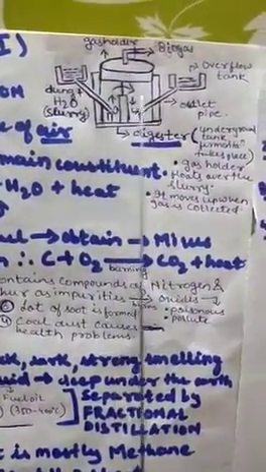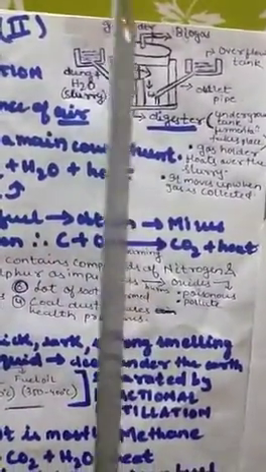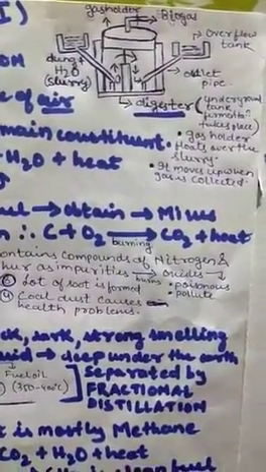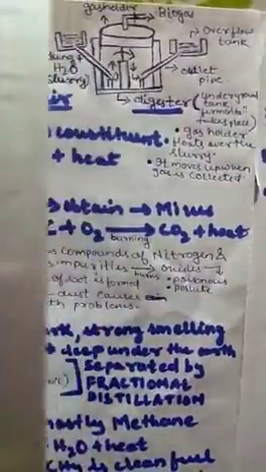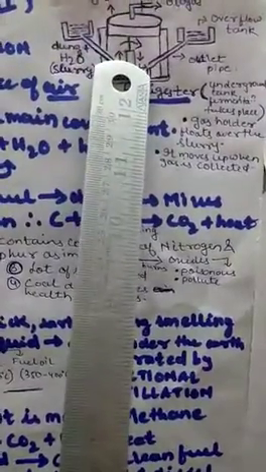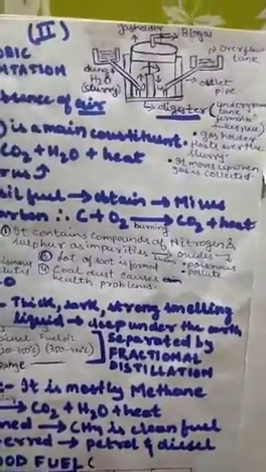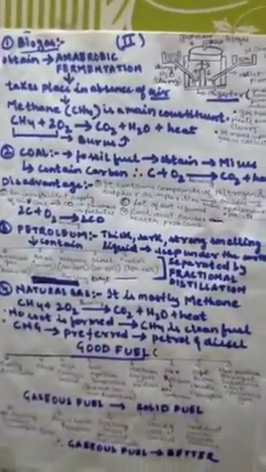Next, the digester has a partition. The partition differentiates between the inlet and the outlet pipe. Now we will see what happens here. The cow dung and water mixture is taken into the digester. After that, the process here is anaerobic fermentation. Very important process. With this process we obtain biogas. The process is called anaerobic fermentation.